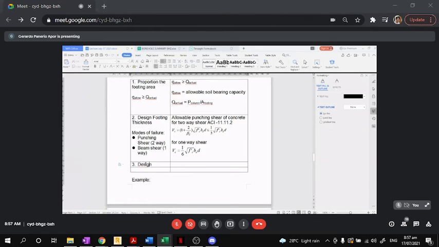Once you have checked punching and one-way shear, you get a thickness from each of the two, for example one is 300 mm and the other is 400 mm. You use the bigger thickness. After you have adopted the thickness that will not be punched or broken by shear, you design the reinforcement.